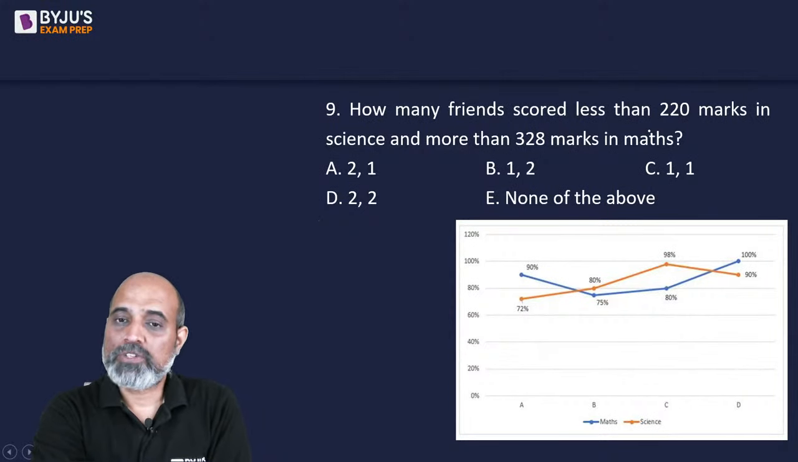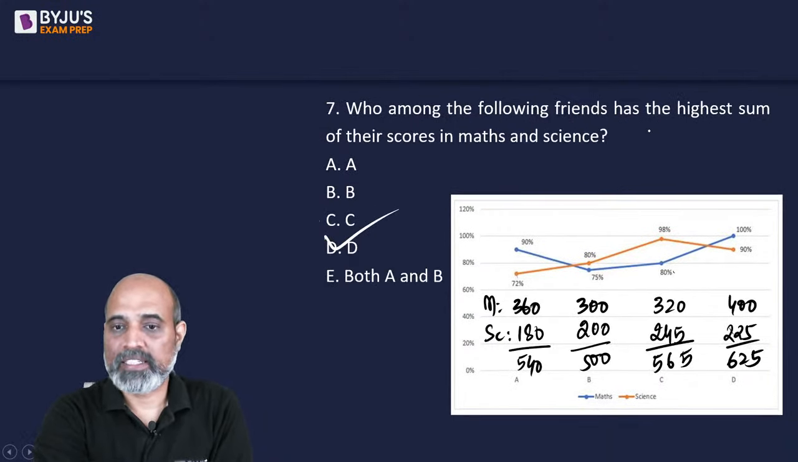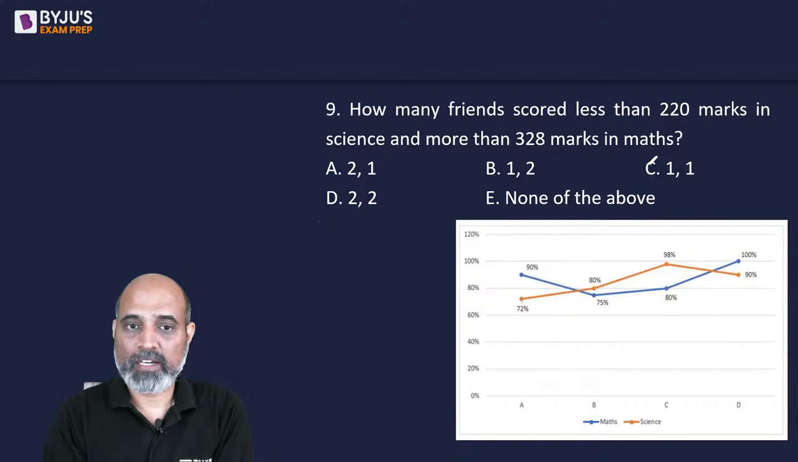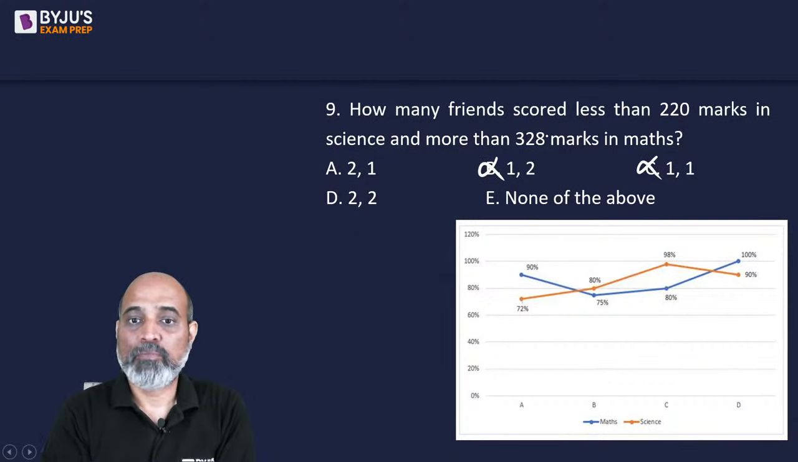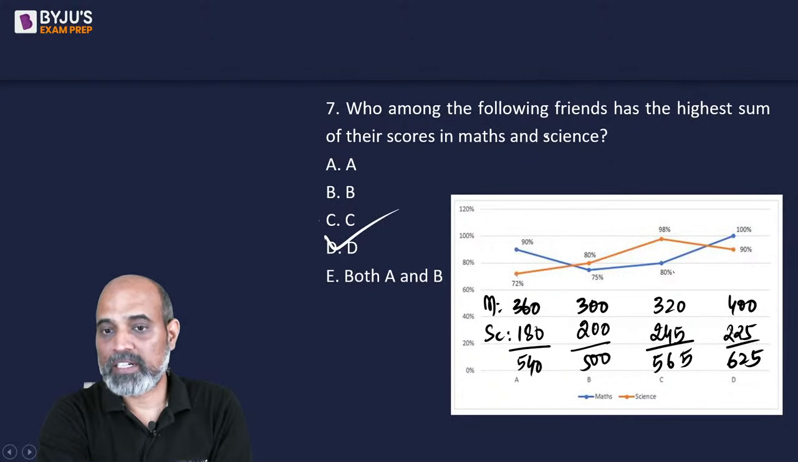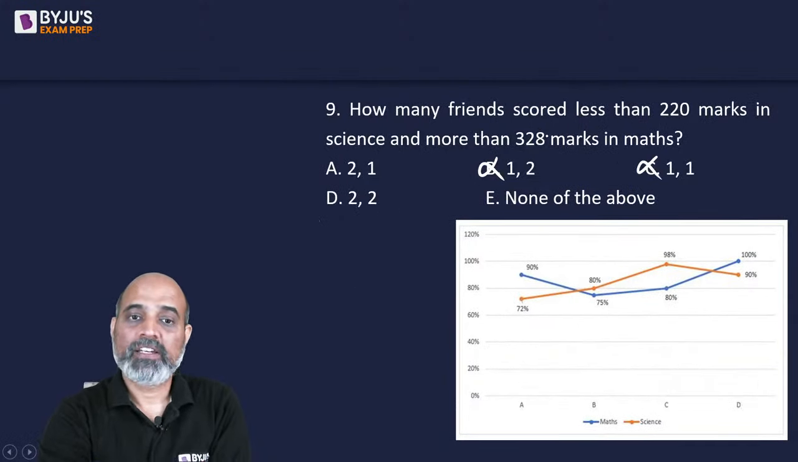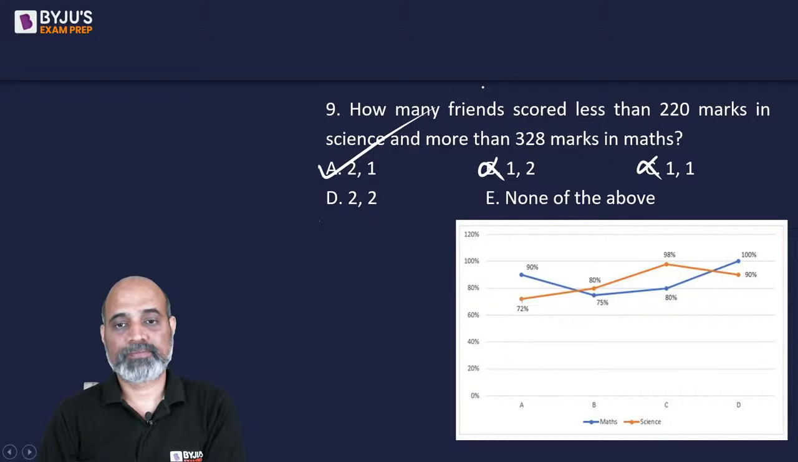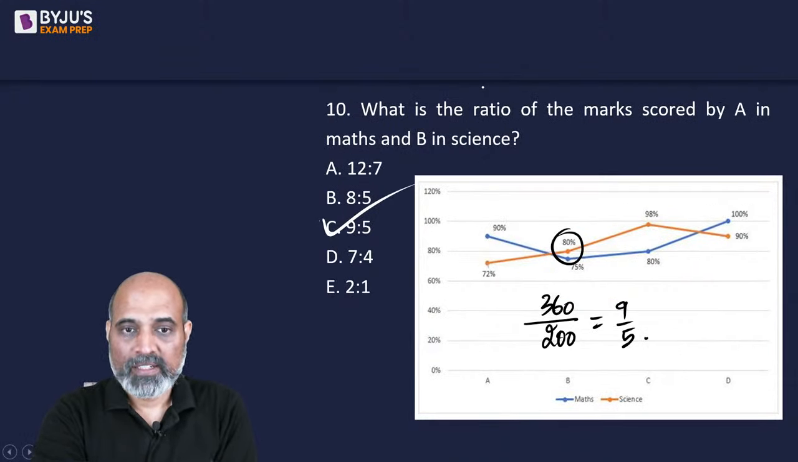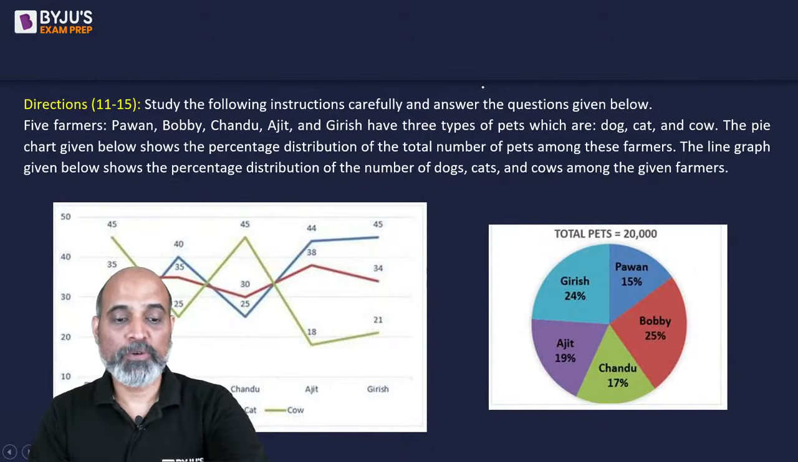So how many friends scored less than 220 marks in science? Less than 220 marks, there are two of them, 180 and 200, right? So there are two of them. And more than 328 marks in maths, there is only one guy. So option A. So yahan mistake hua. ठीक है. Now let's move over to the third set.